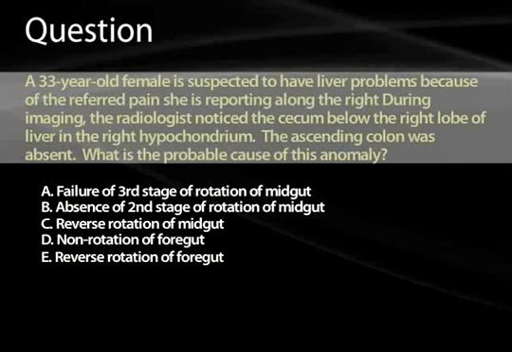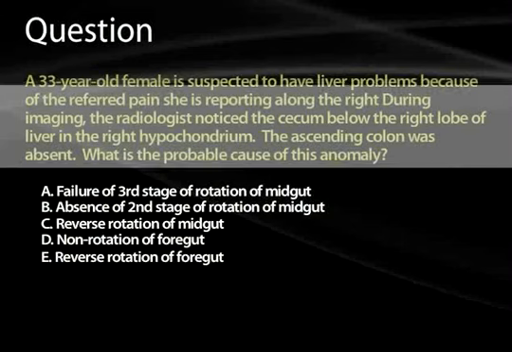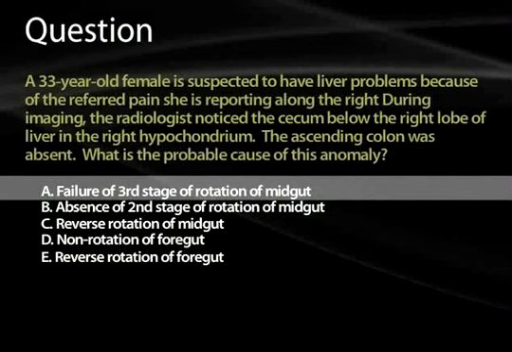In this particular developmental anomaly, there will be a failure of the 3rd stage of rotation of the midgut. And we're going to look at how those proceed. There's going to be a total of 270 degrees of rotation of this midgut in 3 stages of 90.